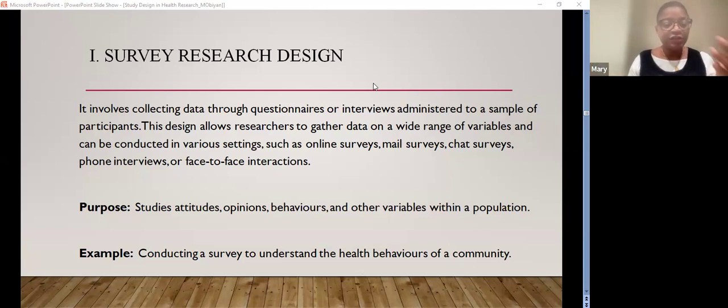For each of the designs, I try to provide a single line on the purpose, to provide more clarity, and an example. Next slide, please.